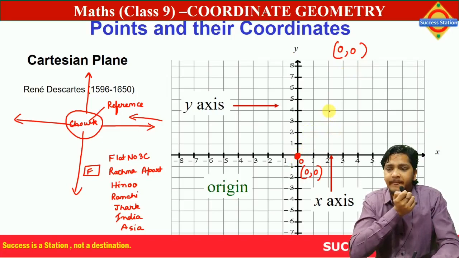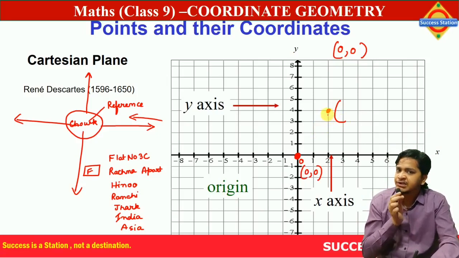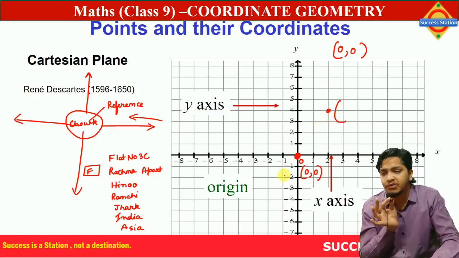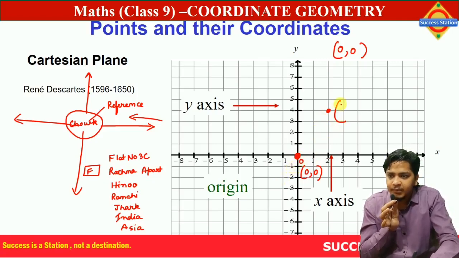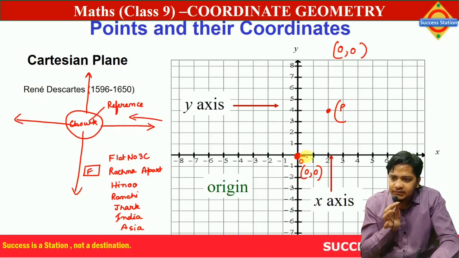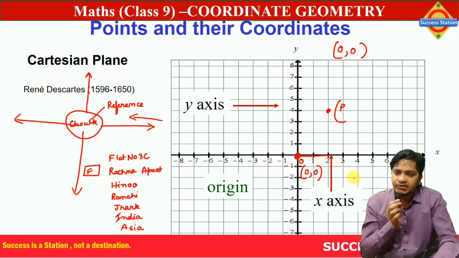So if you have this point, I will tell you how to write the address of this point. If you want to reach this point, you will always have to start from the chowk. That chowk is the origin, right? So to reach this point, point P, first you go in this direction. How much have you traveled? 2 units, right? So I traveled a horizontal distance. This is the horizontal, no? So horizontal distance, how much did you travel? You traveled 2 units.